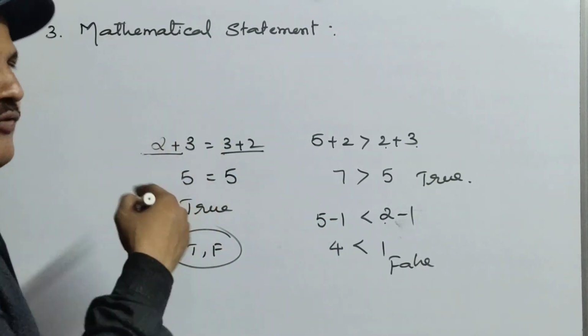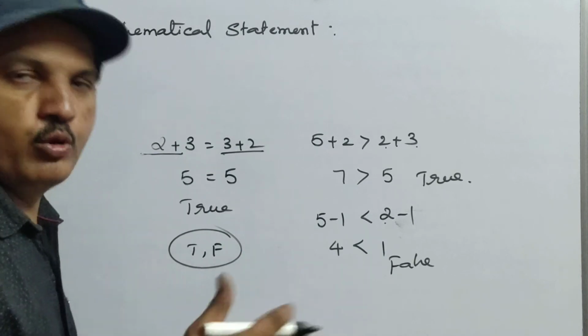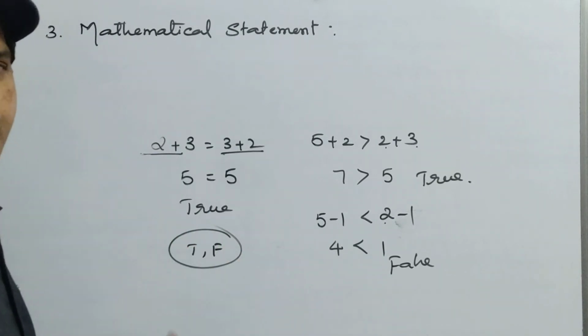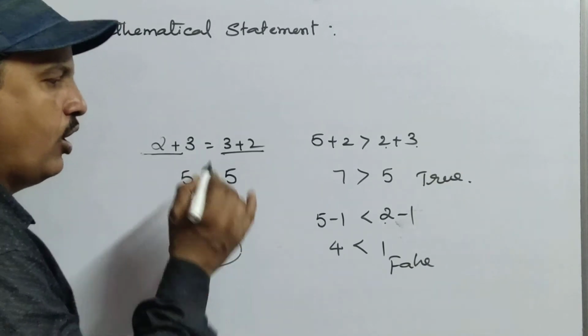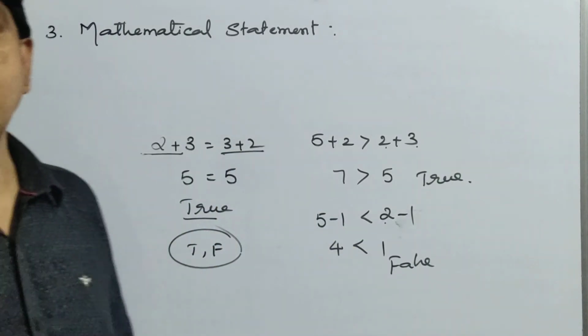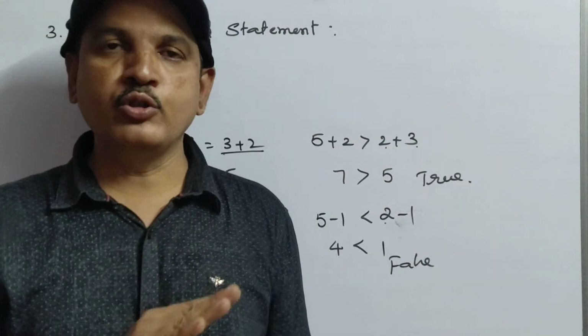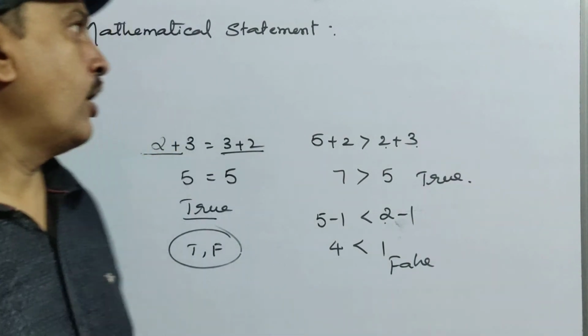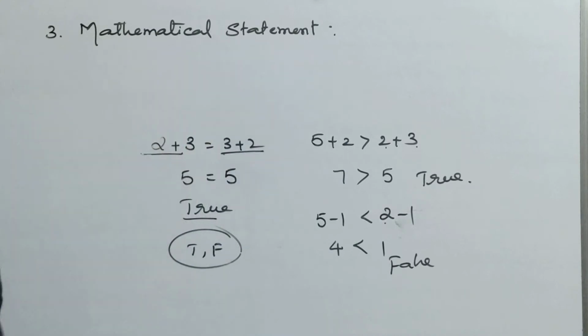If I give one question, true or false, will both happen? No, it will never happen that both answers come. Either true or false, but not both. Both in the sense of true and false at a time. It cannot happen twice at once. So that is called a mathematical statement.